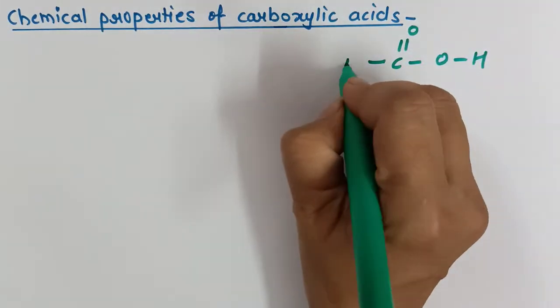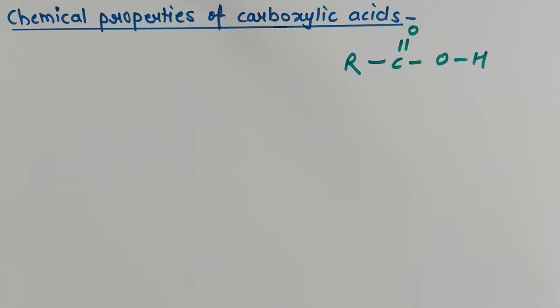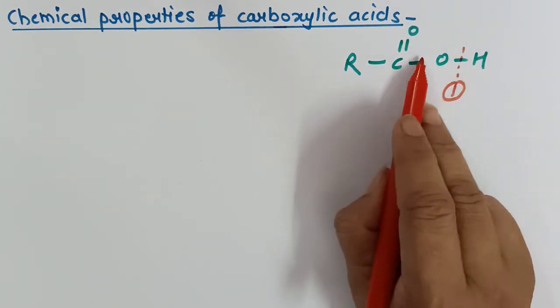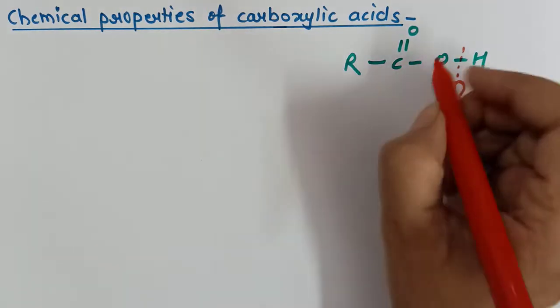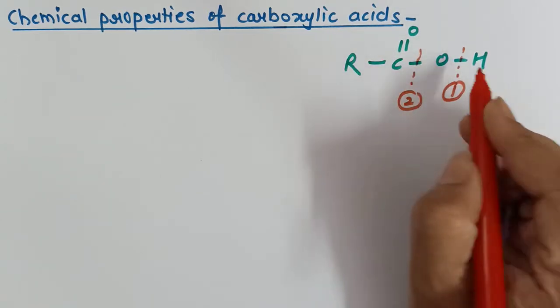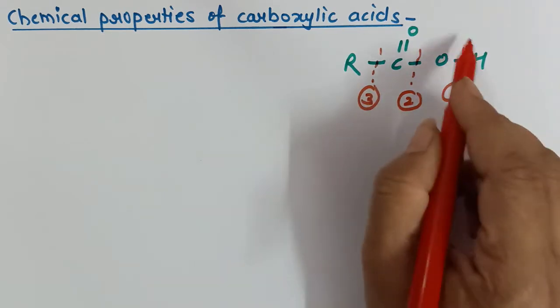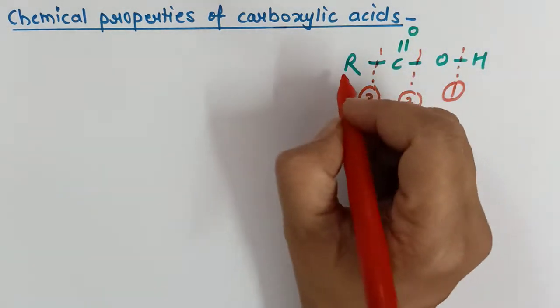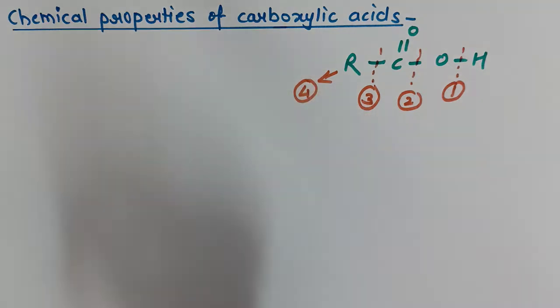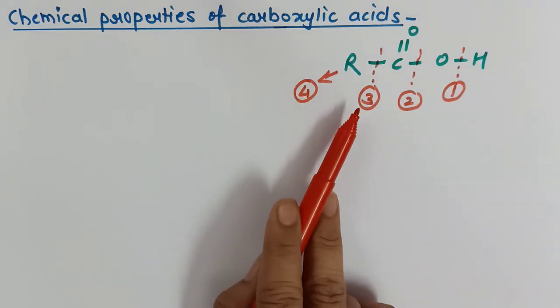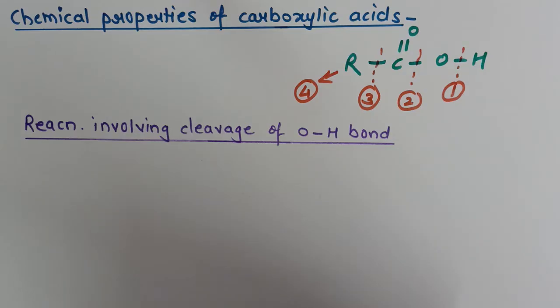Now we know this is the structure of carboxylic acid. Various cleavages can be possible in this. The first cleavage, where hydrogen from the hydroxyl group can be cleaved. Second cleavage, where the whole hydroxyl group can be cleaved. Third cleavage, where the whole carboxyl group can be cleaved. And fourth cleavage, where the alkyl group will show different types of properties. So we have to study all these cleavages and the reactions shown by these cleavages.